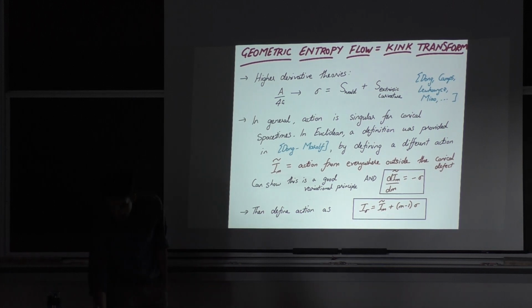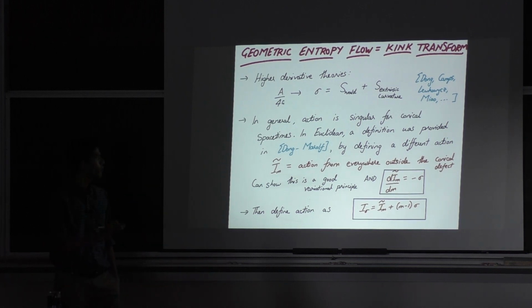When you talk about higher derivative theories, A over 4G gets generalized to what's called the geometric entropy, which was derived by Dong and then lots of follow-up work after that, which is the Wald entropy plus some extrinsic curvature correction. So it's some functional of the theory that you care about, and it has higher corrections to just the area. Now, in general, it's complicated to define the higher derivative action for such conical spacetimes.